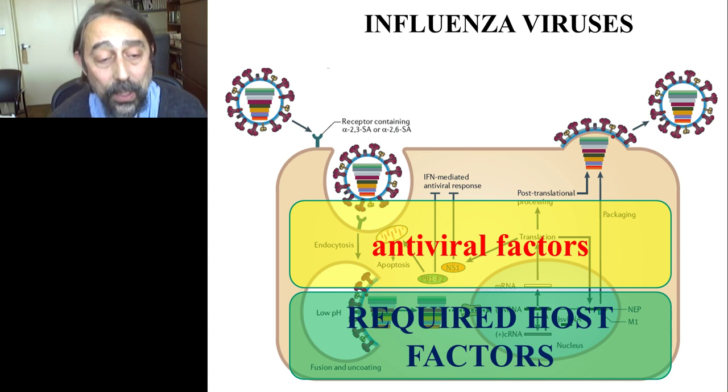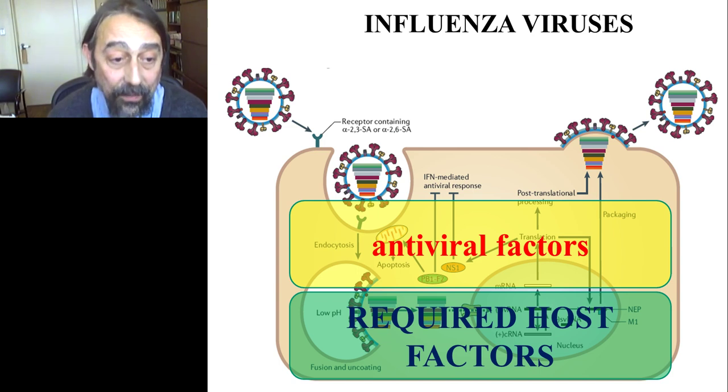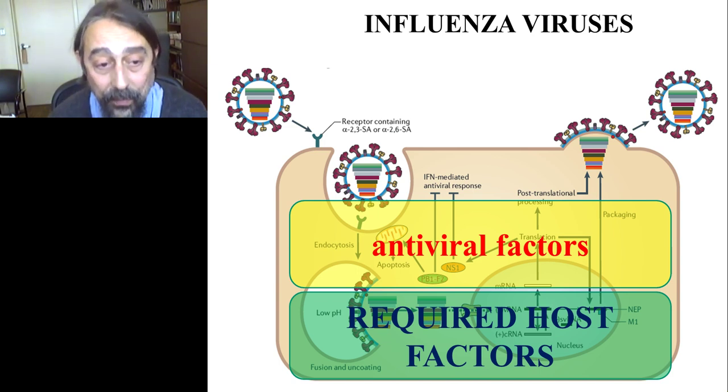But it also needs to deal with antiviral factors, because the cell responds to viral infection by producing antiviral factors that try to prevent the virus from replicating and killing the cell. And it is this combination of how the virus deals with the host factors and with the antiviral factors that, in the end, is going to tell whether one has a more severe or less severe disease, according to the sequence of these factors.